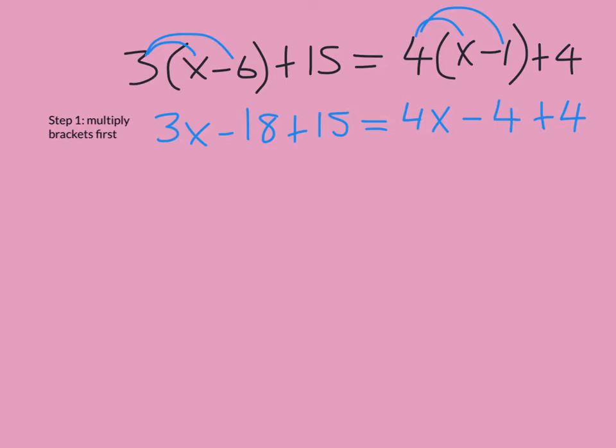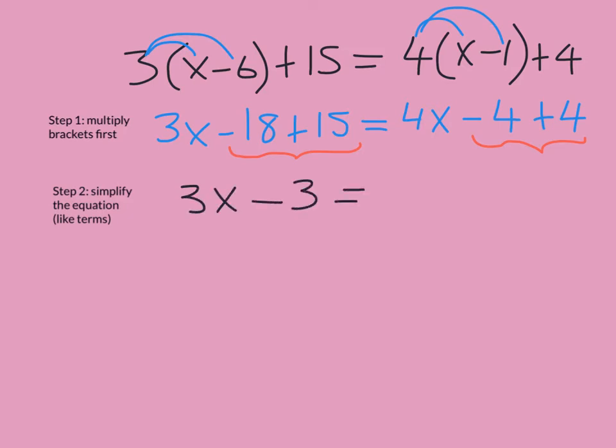Okay, now step 2, we're going to go and simplify that equation before we go and balance it. So simplifying that equation with like terms, we are going to look at some of the like terms here. So we can see that we have a minus 18 plus 15, and then I have a minus 4 plus 4. So I would go and simplify them first before I do any balancing method. So I have 3x minus 18 plus 15 gives me minus 3 equals 4x, and I have minus 4 plus 4, and they just simply cancel.